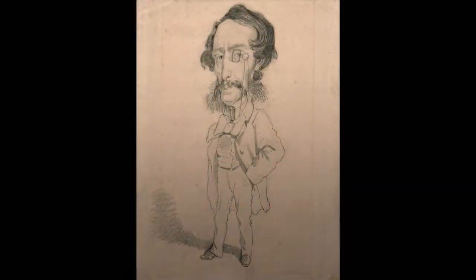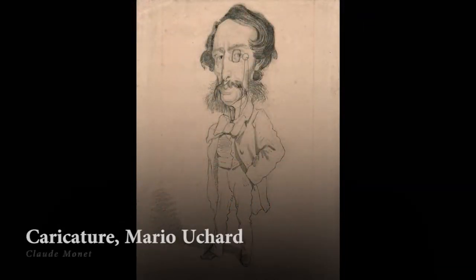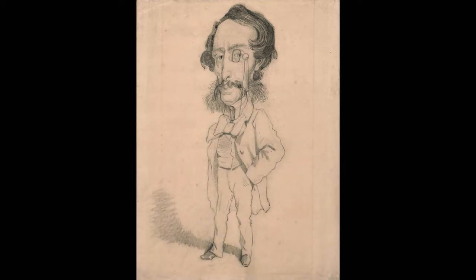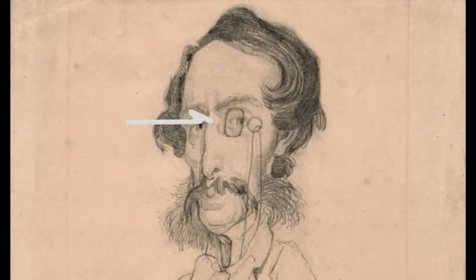I do. Okay then, let's take a look at them. Here's one that Oscar did. It was done of a man named Mario Uchard. It is a very typical caricature. Look how big the man's head is compared to his body. In fact, his head is almost as big as his body. Do you see that little eyepiece on his eye? That's called a spectacle. And look at that crazy hair.